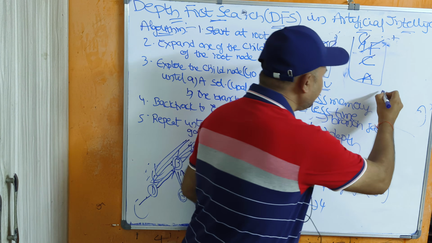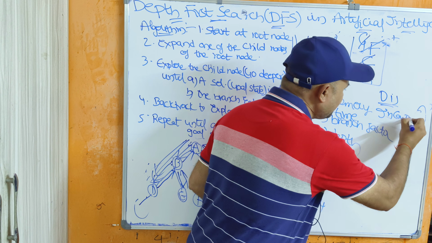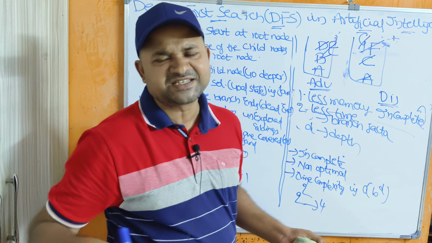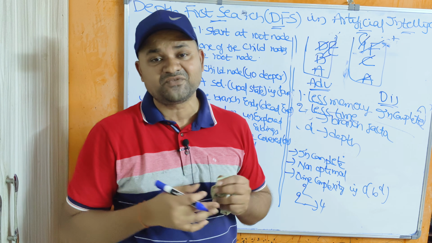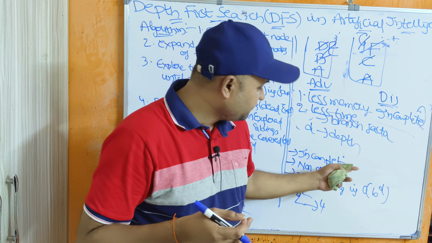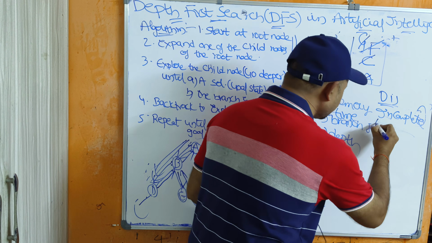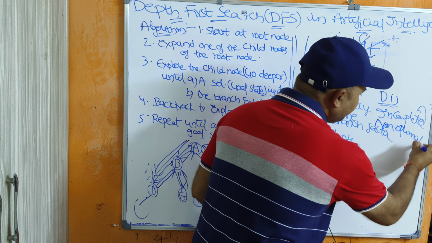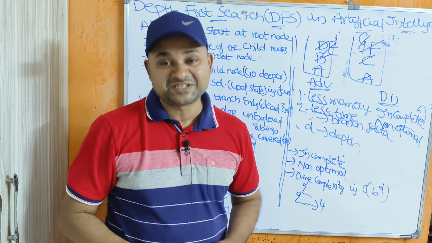Now let us see the disadvantages. The disadvantages are, it is incomplete, because it doesn't give a 100% guarantee for the solution if the state space is infinite, that is, if the graph contains an infinite number of nodes, or if the graph contains a cycle. And the second problem is it is non-optimal. When we have solutions for multiple paths, it doesn't give the best path.